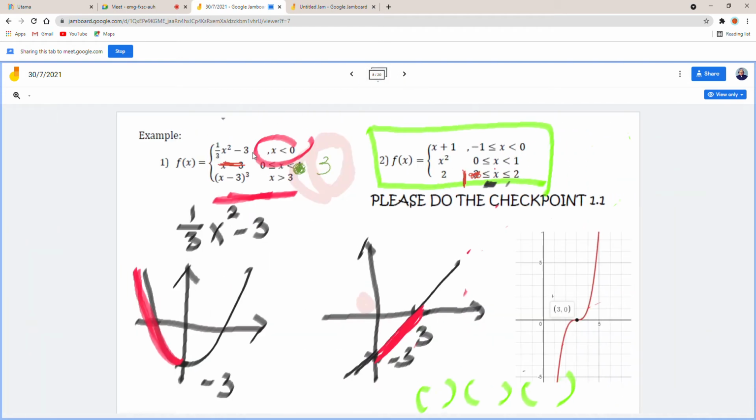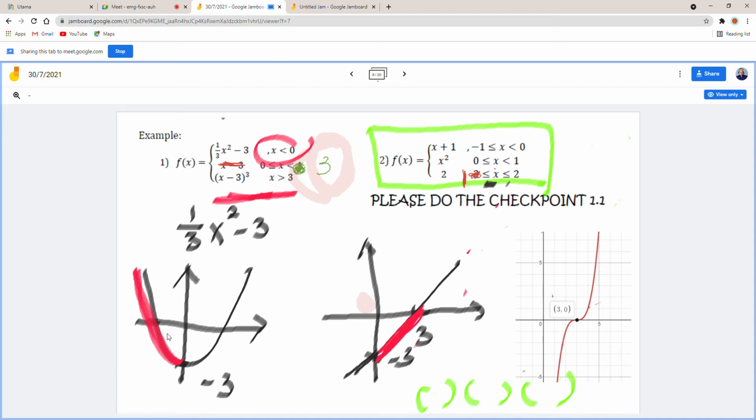Okay, now this one I have 1 over 3 x square minus 3. For x square, smiley face, and -3 is the y-intercept. So you know it's going to start from here. And then here they gave the condition x should be less than 0. So you will have to take only this part of the graph.